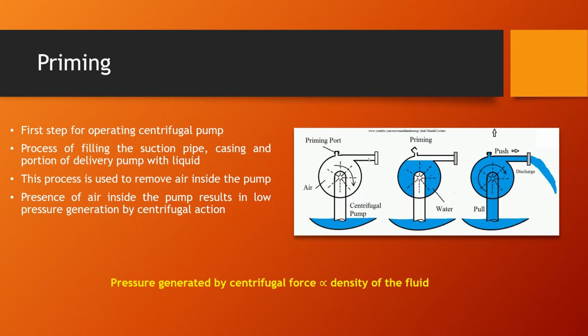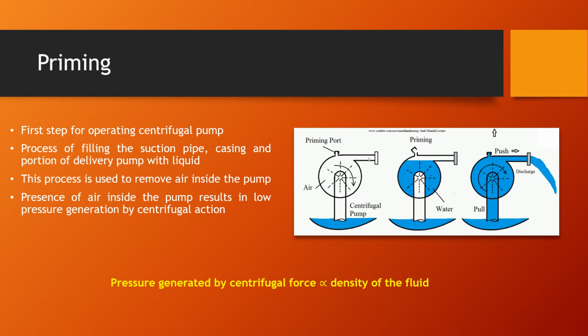Priming. I talked about priming a little bit on the previous slide. However, let's discuss a little bit more about priming on this slide. The very first step for operating a centrifugal pump is priming. That is basically filling your whole pump chamber, your suction side and delivery side, with the fluid that you're going to use. If you're going to use water, or if any other fluid, then that fluid.